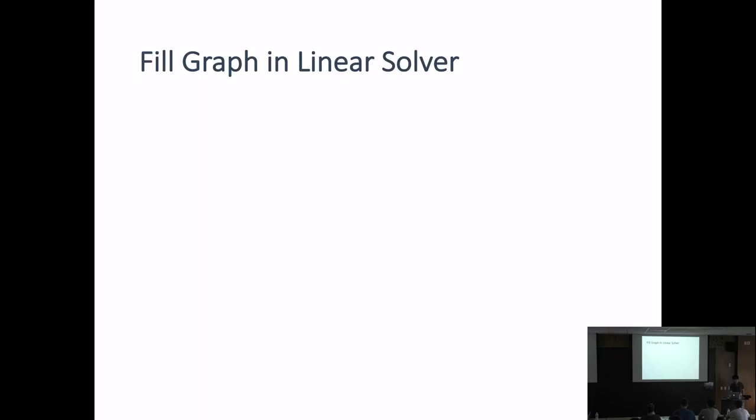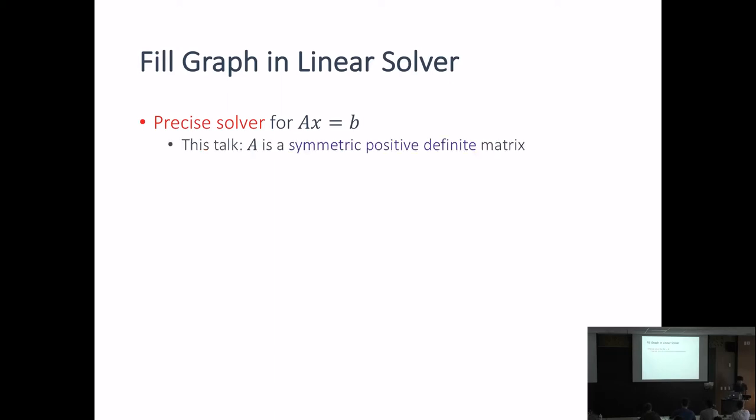Okay, first we'll talk about the fill graph in the linear solver. As we know, finding a linear solver is a very hot topic these years. In this talk, we're going to focus on the precise solver for this linear system. So we just need to solve this linear system Ax = b, where A is an n by n matrix, and we need to find a solution which is an n-dimensional vector x. We assume A is a symmetric positive definite matrix, and a very classic solution is called Gaussian elimination, as we learned in high school.